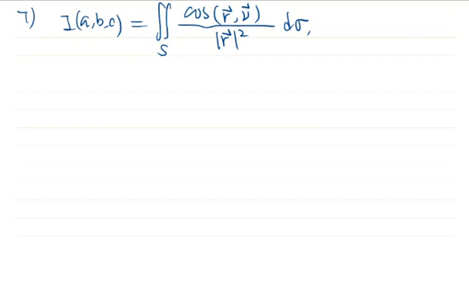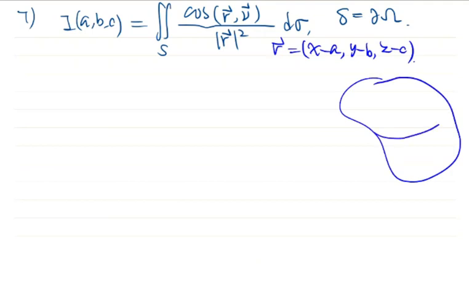S is the boundary of some smooth domain. And R, what's the R? R is a vector. So this is a closed surface S. It bounds a domain omega. This is our S. Then suppose (a, b, c) is here. Then the vector R, with (x, y, z) over the surface, is this.